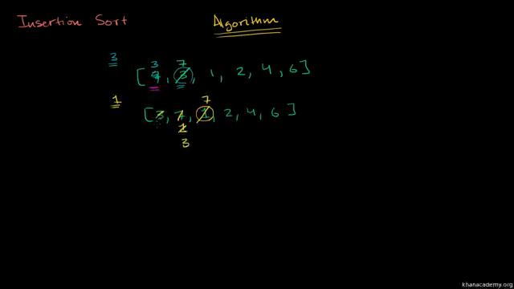And let's put the 1 where the 3 is. So what is our list now? Our list now is going to be 1, 1, 3, 7, 2, 4, 6.